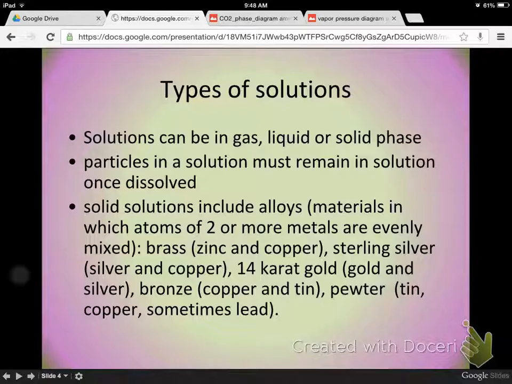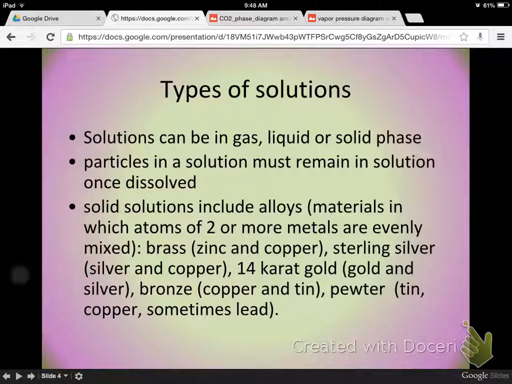Okay, so I alluded to this before, but you can have a solution in any phase of matter. The key to it being a solution is that the particles have to remain in solution once they're dissolved. So we don't get areas where the carbon dioxide has settled out of the air. It all stays suspended. If you have made Kool-Aid, you don't go into the kitchen and find that all the sugar and the coloring has settled out. So it is a solution by virtue of the fact that it stays suspended.